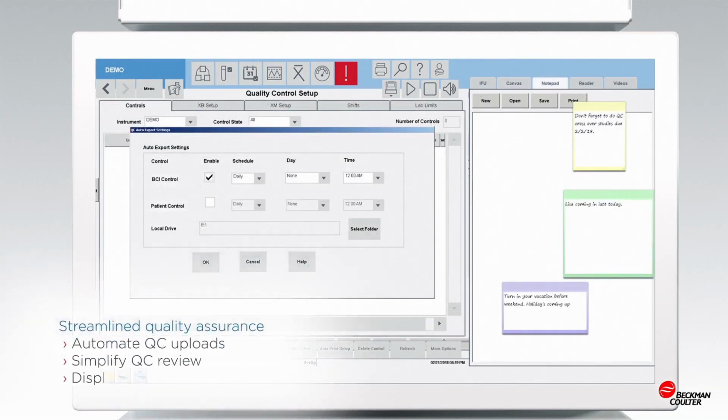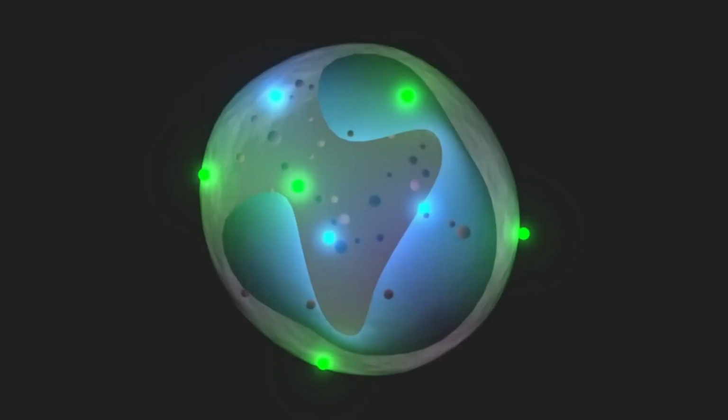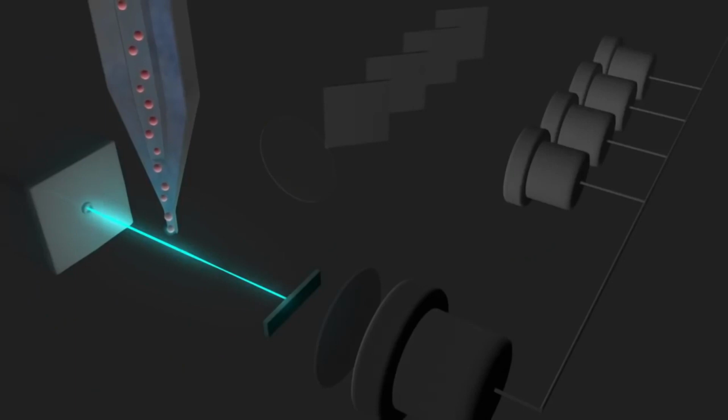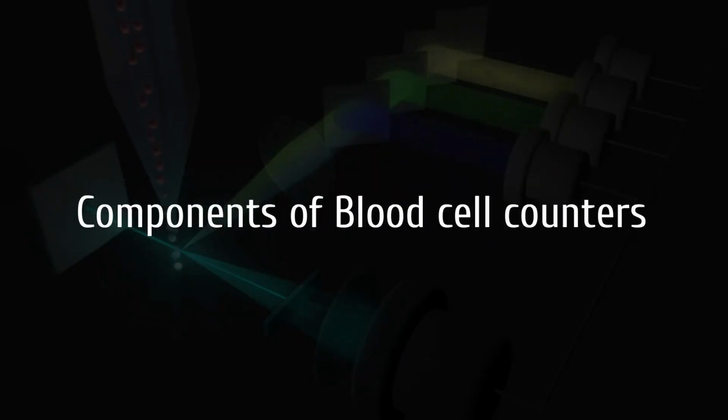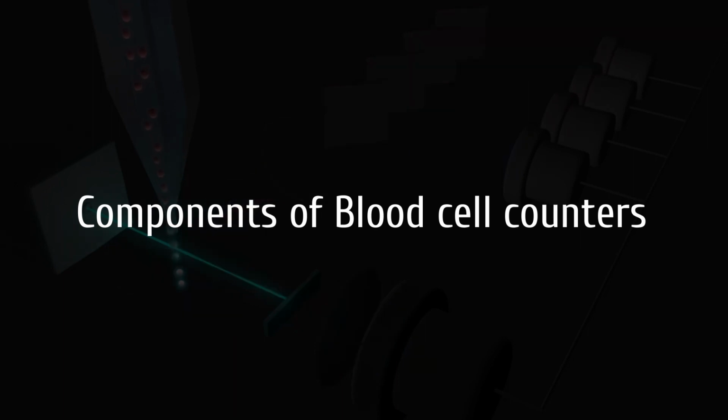5-part analyzers are more expensive than 3-part analyzers, but provide much more in-depth information about the sample. Specific jobs, such as allergy testing, require 5-part differential analysis. However, most medical tasks can be completed with the 3-part analyzer. Let's end the video with components of blood cell counters.